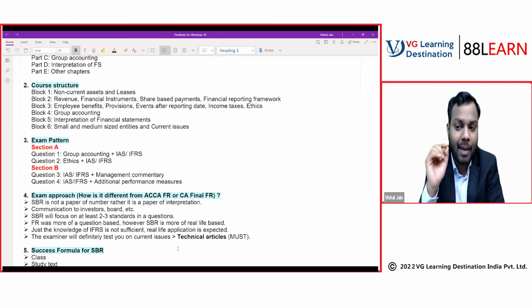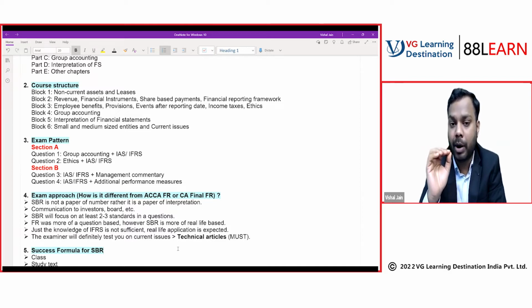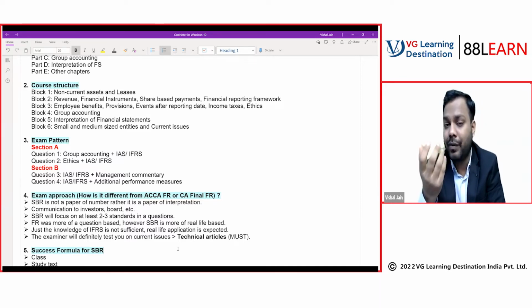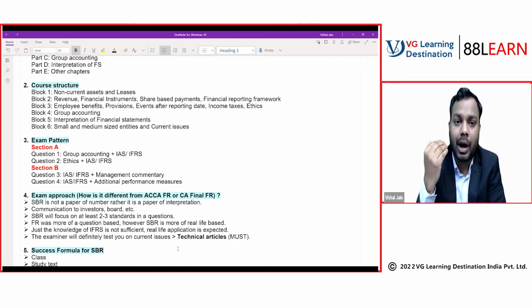But when I'm explaining, don't write. Listen to my explanations, because that is more important. I will give you sufficient time to write the notes. If I forget to give the time to write the notes, you can ask me to stop in between for some time, and I'll stop, and you can take down the notes.